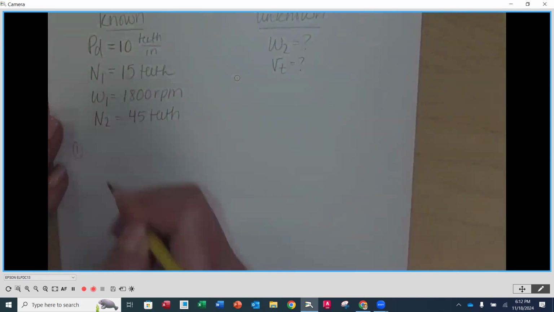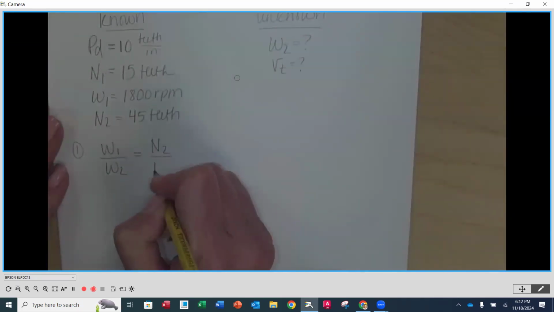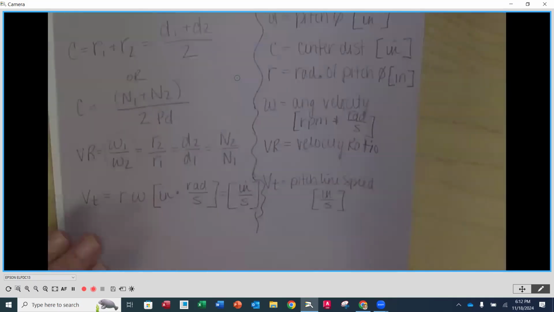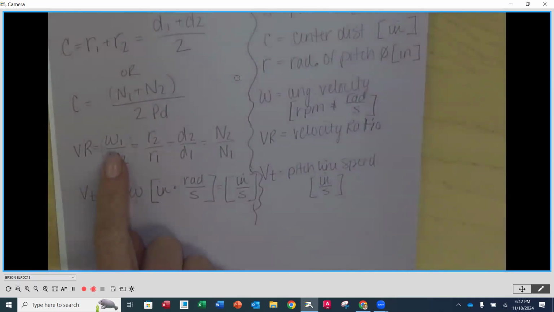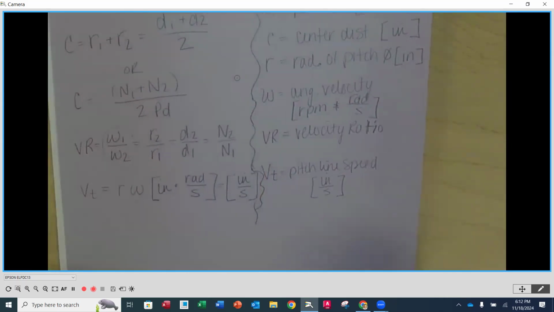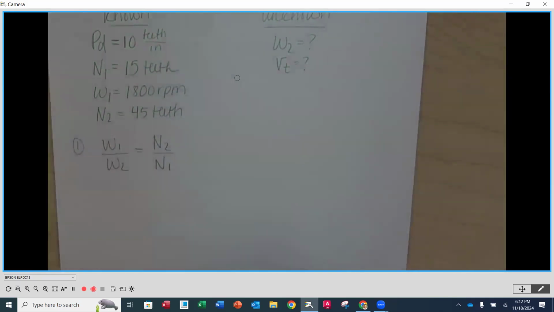So what we're going to do is we're going to do exactly that. So our step number 1 is going to use that relationship that we just saw, W1 over W2 is going to be equal to N2 divided by N1. You have to get these right. Remember, in this relationship here, the 1 is on top only on the angular velocities. It is 2's on top for the rest of them. So don't accidentally put N1 on top here to match up with the W1. That's not how it is.